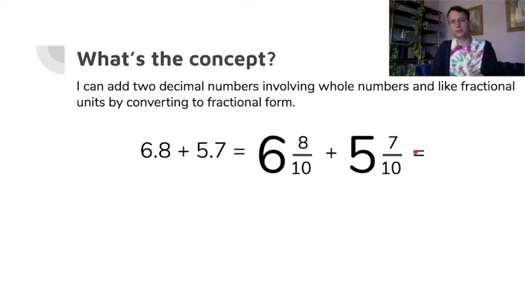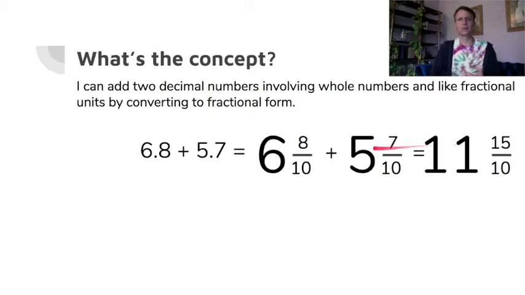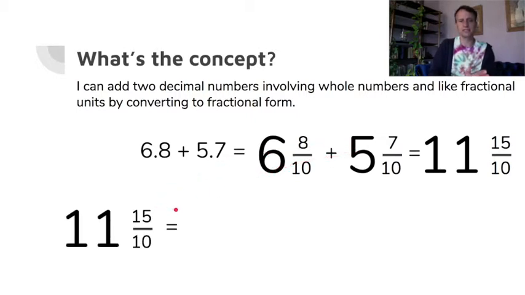One way to approach this is to just add the whole numbers first. So 6 and 5, it's 11. 8 tenths and 7 tenths, 15 tenths. Okay, but then we have to do something about that, right? You generally don't leave a mixed number with an improper fraction embedded in it. So let's look at that 15 tenths. What can we do with that 11 and 15 tenths?